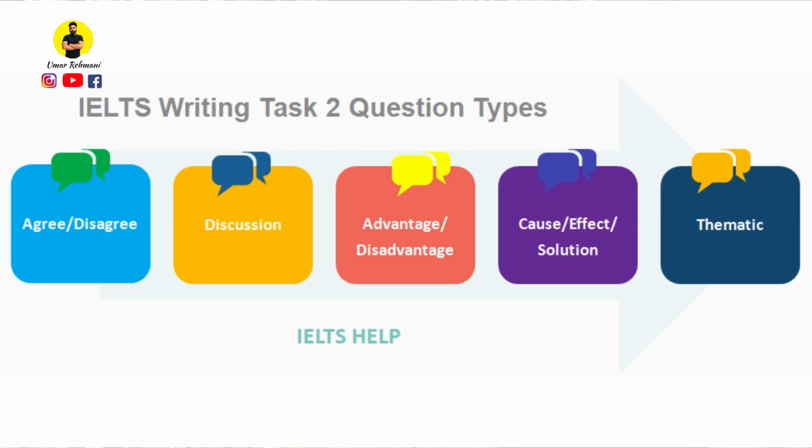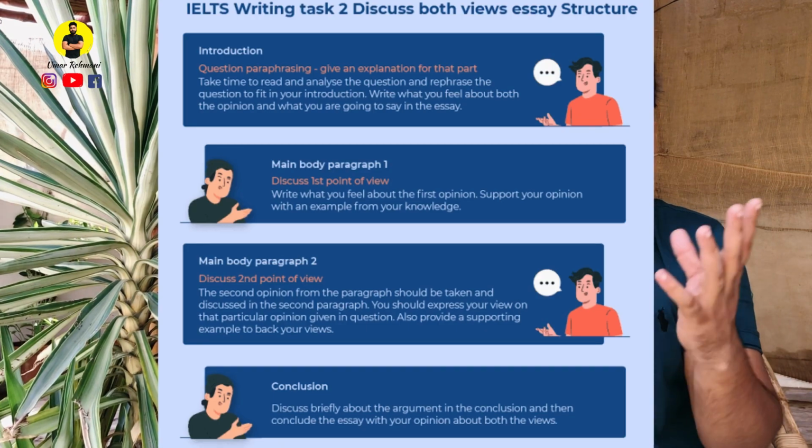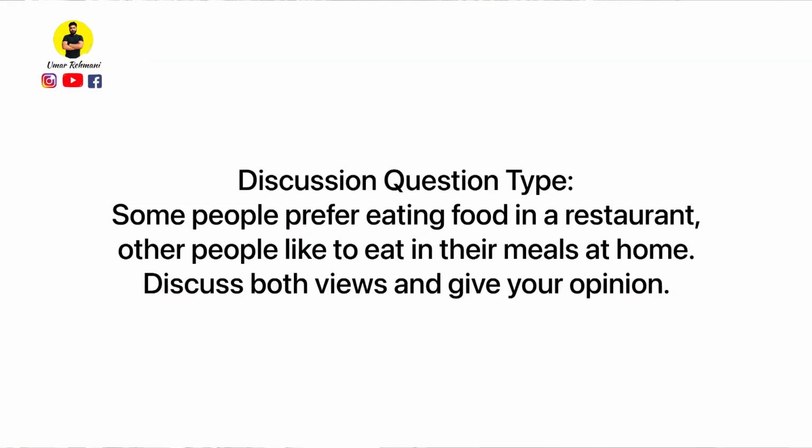हम बात करते चलें essay writing की, so there are 5 to 6 kinds of essays that a candidate has to know. Number 1 is discuss both views. In this type of essay, a candidate has to discuss both opposite views of the same statement. Just as there is a question that some people prefer eating food in a restaurant, others prefer eating at home. So discuss both views and give your opinion.